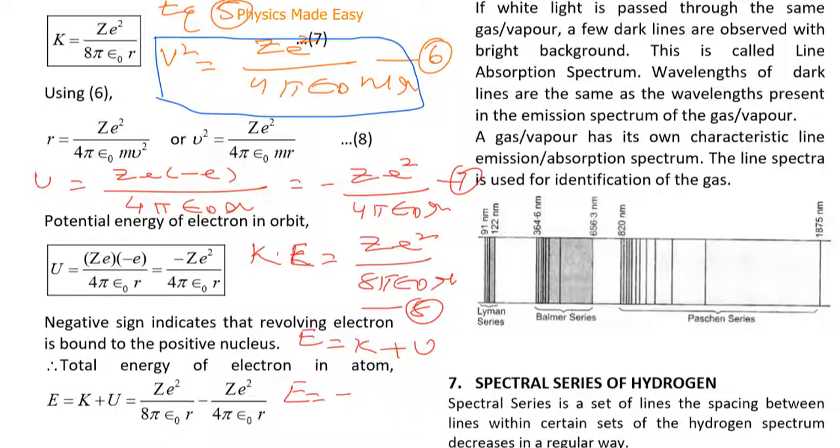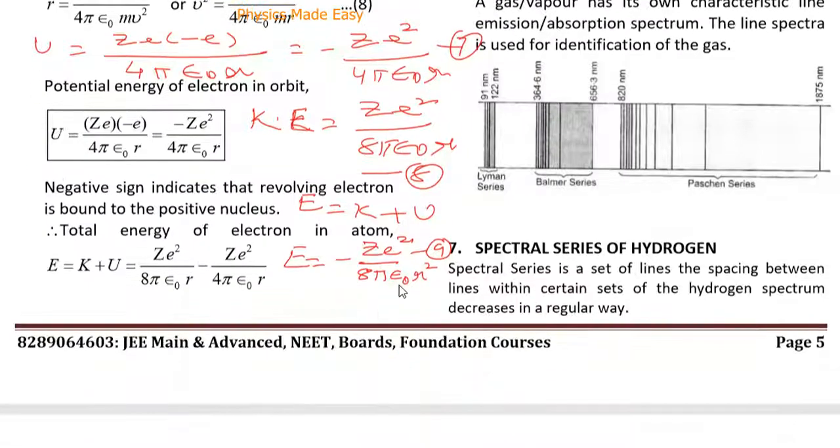So this formula will become Ze square by 8 pi epsilon naught R square. This is equation number 9. Equation number 9, total energy is negative.